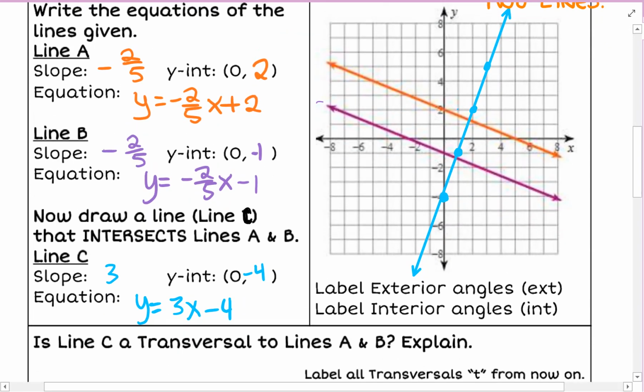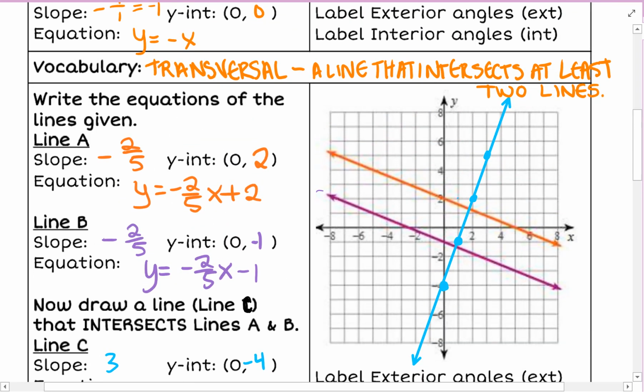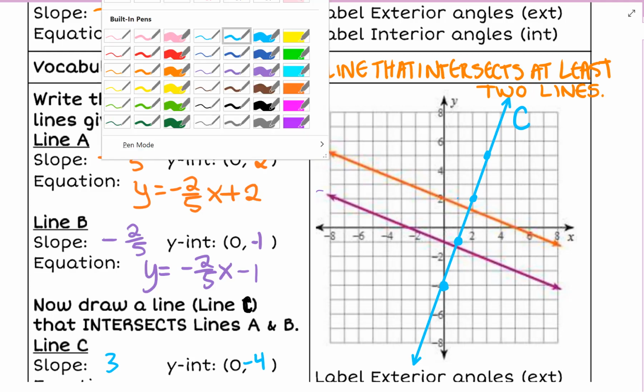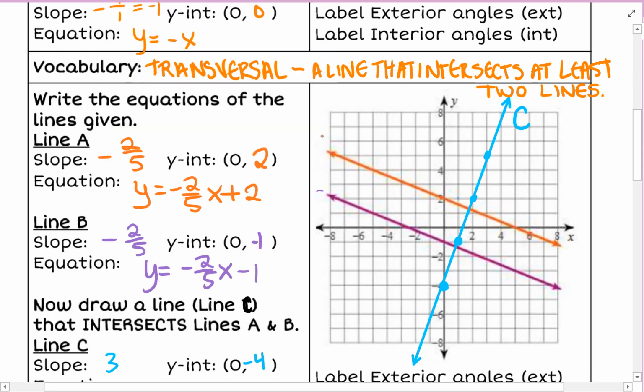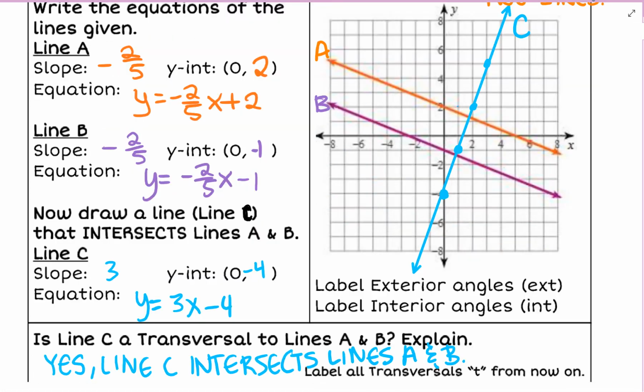Is line C a transversal to lines A and B? Yes. Remember, a transversal is a line that intersects at least 2 lines. And line C here does intersect both lines A and B. Yes, line C intersects lines A and B, so line C is a transversal.